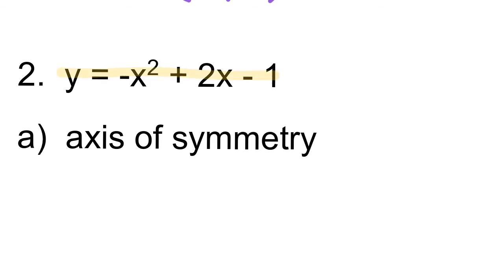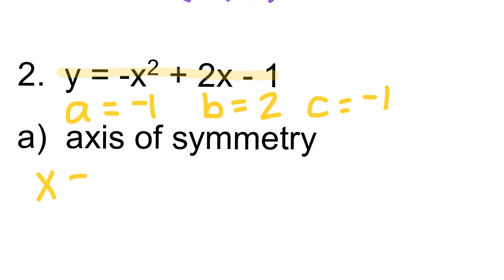So let's first find our a, b, and c. The coefficient in front of x squared is negative 1. So a is negative 1, b is 2, and c is equal to negative 1. To find the axis of symmetry, it will be a VUX, a vertical line, and we'll find that by using the formula x equals negative b over 2a.